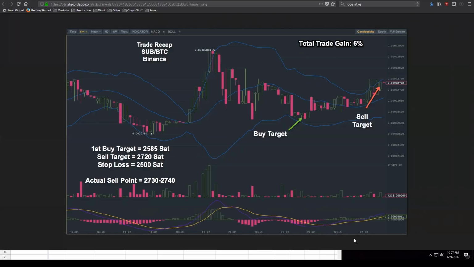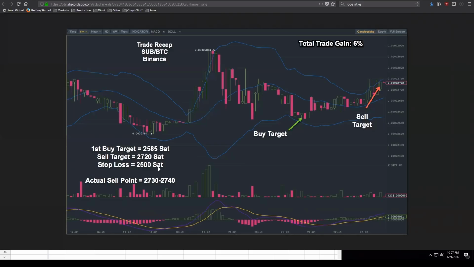So we entered a BTC pair on Binance, and what we saw was this pattern form. We touched the upper Bollinger Band, came down, touched the middle Bollinger Band, came back down, and boom, we saw this going sideways. MACD, everything was agreeing that we're coming in, and we took our position. Once we took our position, we set our sell target, which was 27.20, and our stop loss.